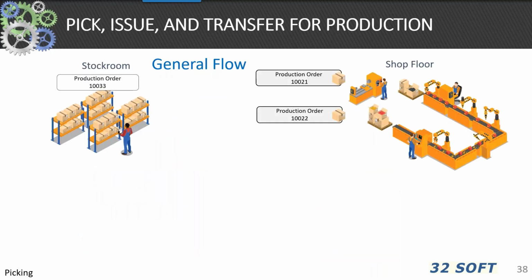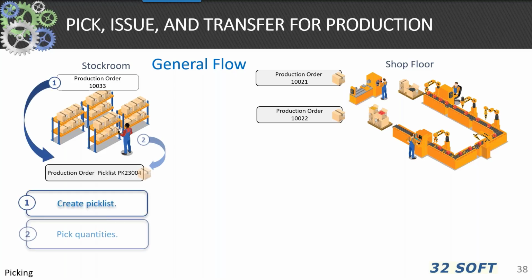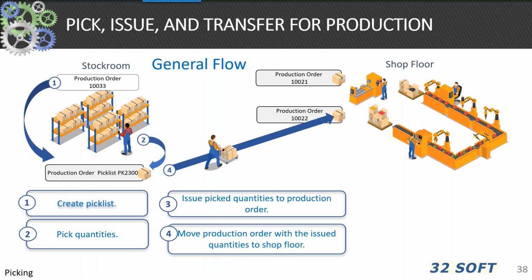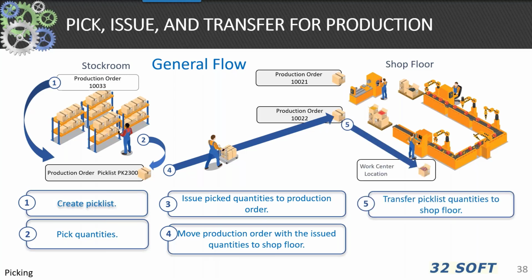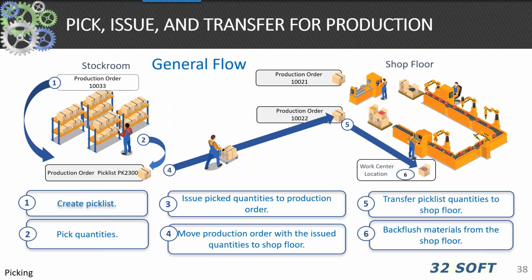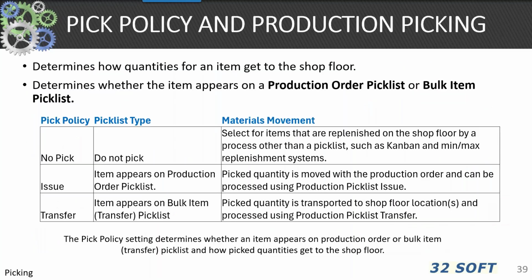In a general scenario, some of the materials for a production order list might be picked and issued to an order, while others may be picked and transferred to the shop floor. Very flexible. You can create the pick list, pick the quantities, transfer to shop floor locations, and then backflush from those shop floor locations. The pick policy determines how the quantities for an item get to the shop floor and determines whether the item appears on the production pick list or a bulk item pick list.